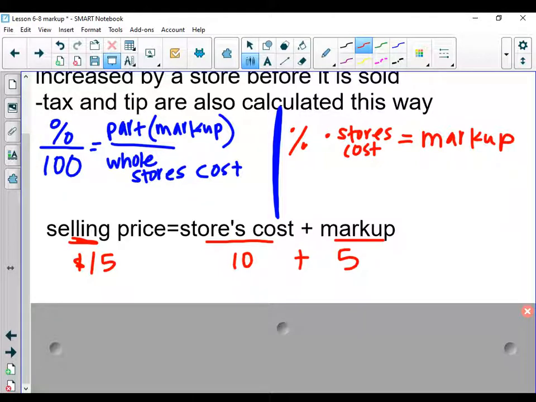So a lot of these questions have 2 parts. What is the markup? And what are they selling it to me for? A new price. Pause here if you need more time.